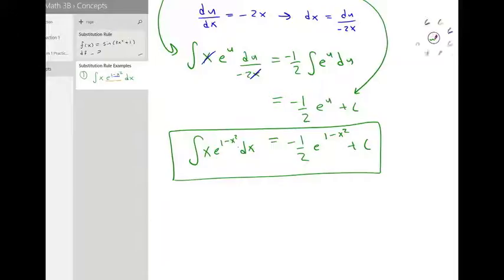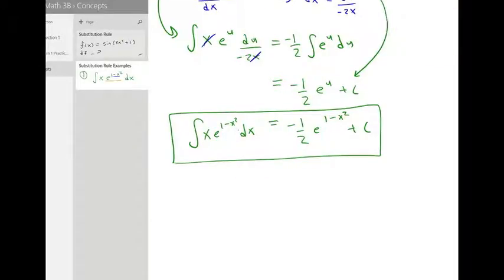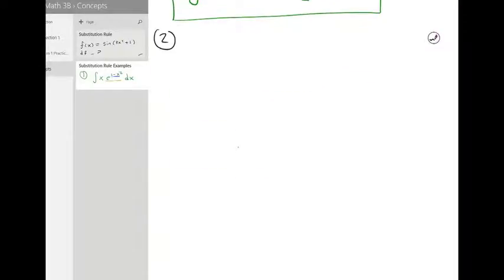All right, so let's do something a little more tricky. This one doesn't really follow the standard pattern you'll see for most substitution rules, which is why I chose it. There really isn't a clear inner and outer function here. So we kind of have to use a different procedure for this one.